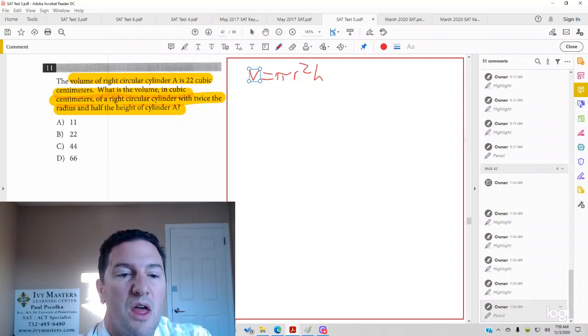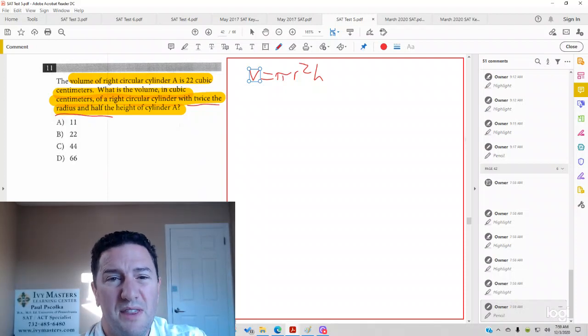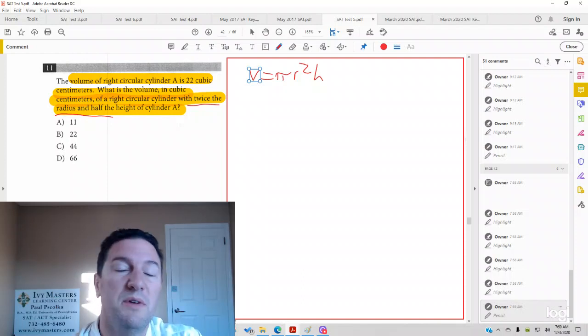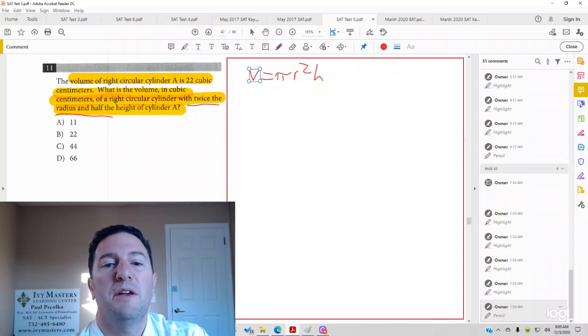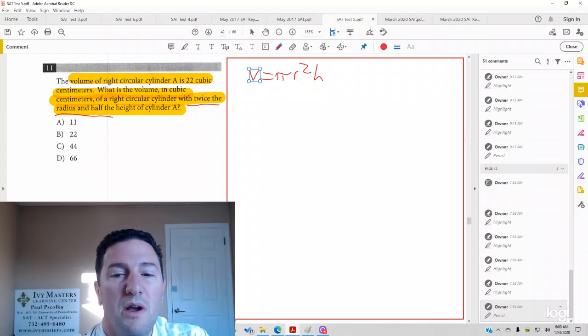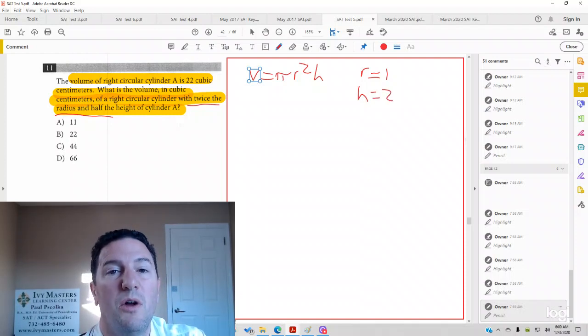So, when this is asking you for something that's twice the radius and half the height, that's an example of it asking you how a change, doubling the radius and halving the height, is going to affect an outcome, is going to affect the volume. So anytime you have a change affecting an outcome, what you want to do is pick numbers, work through the equation, and then pick your new set of numbers and work through the problem again. I'm going to make the radius 1 because I want to pick a number as simple as possible. I'm going to make the height 2. Why? Because I have to take half the height and I want to work with a whole number.